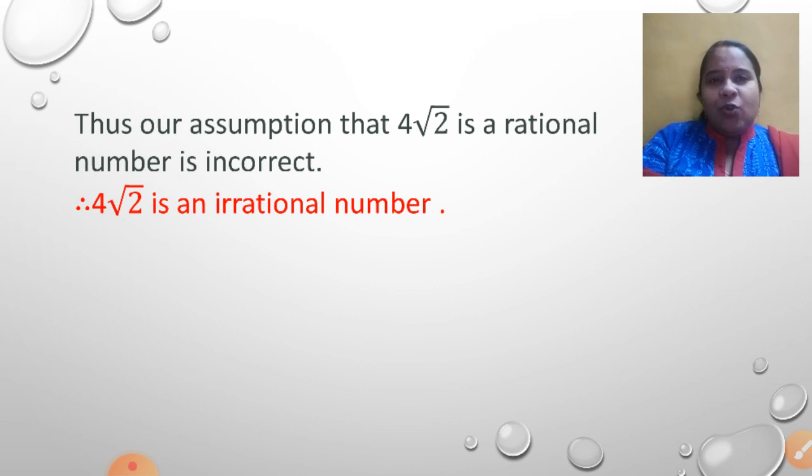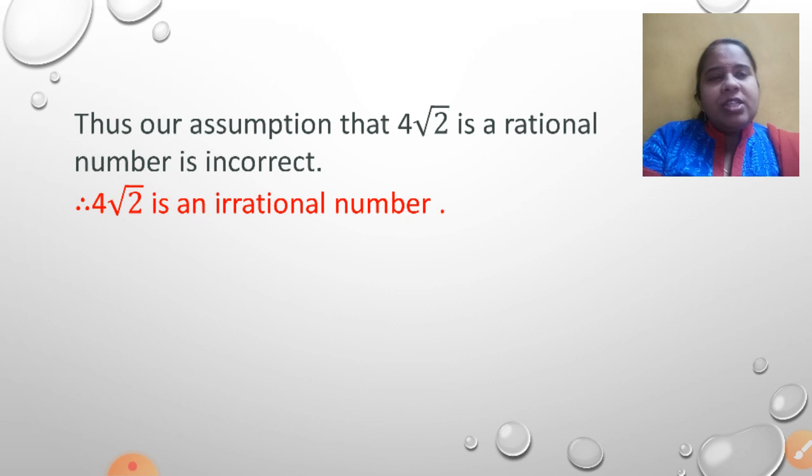Okay, so 4 root 2 is an irrational number is the final answer. Yes, I quickly revise all the steps for this. First step, whatever is given, assume exactly the opposite of it. So I assume that 4 root 2 is a rational number, right? After shifting a few terms here and there, we will get that our assumption was incorrect. Hence 4 root 2 is an irrational number.